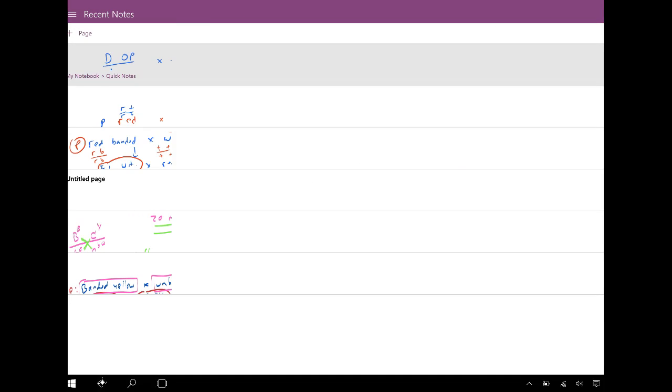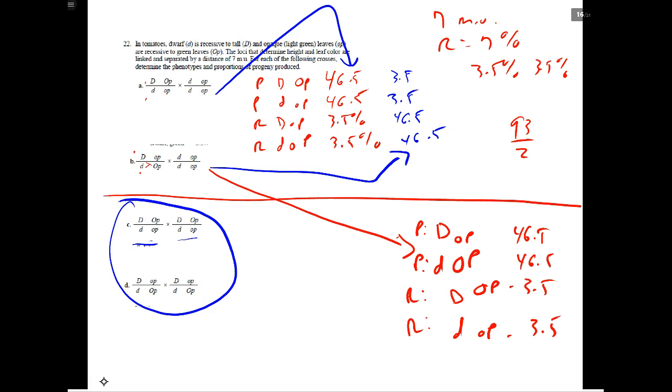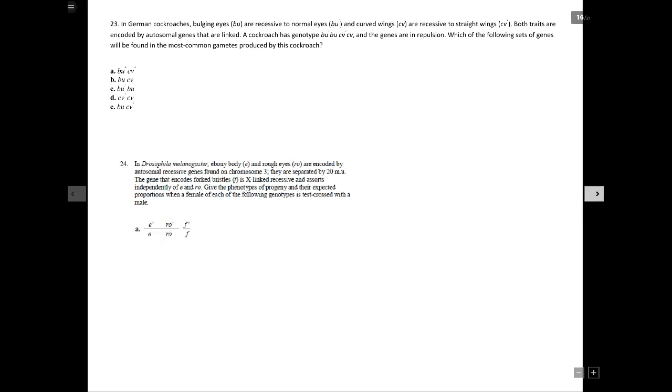We need this to go away. Go away. There we go. Alright, so those are tricky. I won't bother with the other one. This one: German cockroaches with bulging eyes and curved wings, recessive to straight wings. Both traits are encoded by autosomal genes that are linked. Oh, this is an easy one. Multiple choice. I guess that last one was so hard they wanted to give you an easy one.